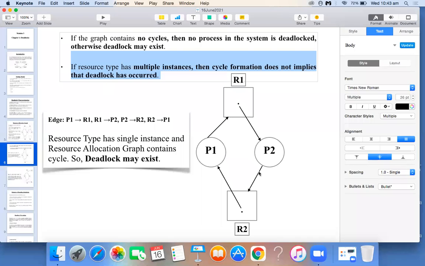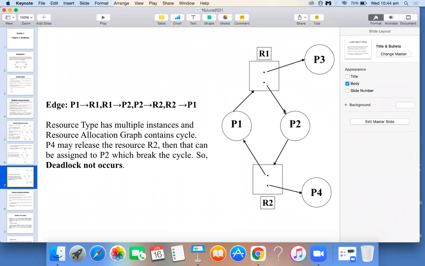But here there is no such concept occurring. There is only one instance of the resource present. No process will release the resource until it gets the resource from the other process. So here deadlock will always occur when you have single instances, but with multiple instances deadlock may or may not occur, so you cannot guarantee it. That is a better way of using resources, by keeping multiple instances in your system. To explain that, I have taken one more diagram. Observe this. Can you see the cycle formation in this particular graph?